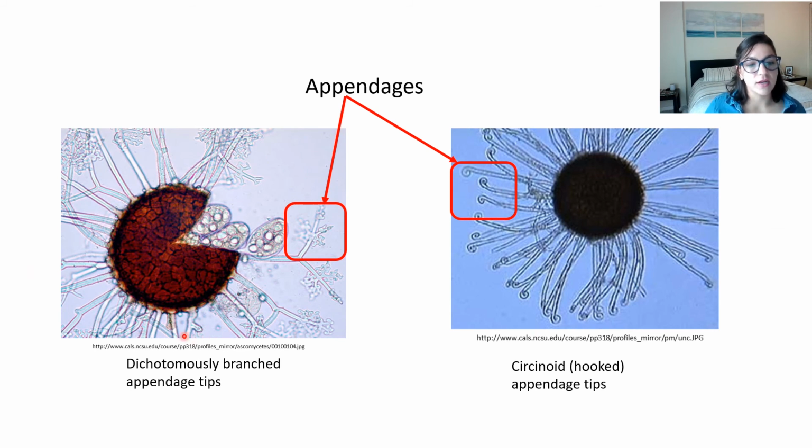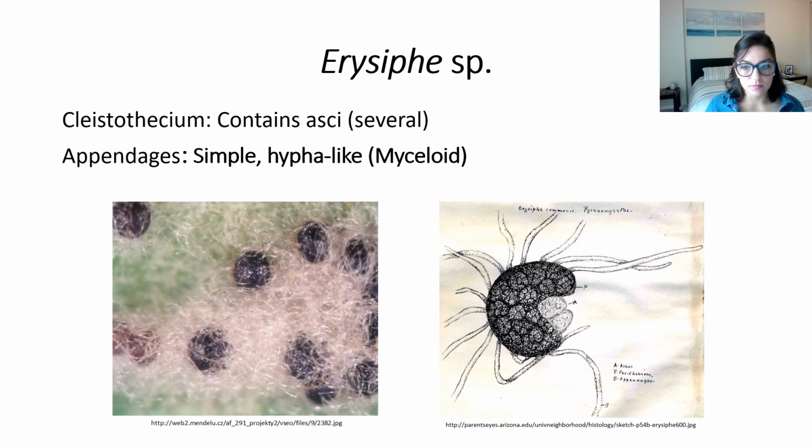In this photograph, we have a cleistothecium from maybe Microsphaera, which has dichotomously branched appendage tips, and here we have a cleistothecium which likely belongs to Uncinula, and that's why it has circinoid hooked appendage tips. So now we're going to go through a few genera of fungi causing powdery mildew, and we'll see which are the most important features of them.